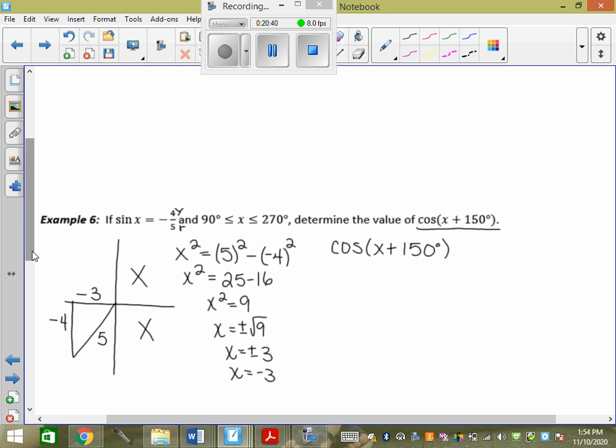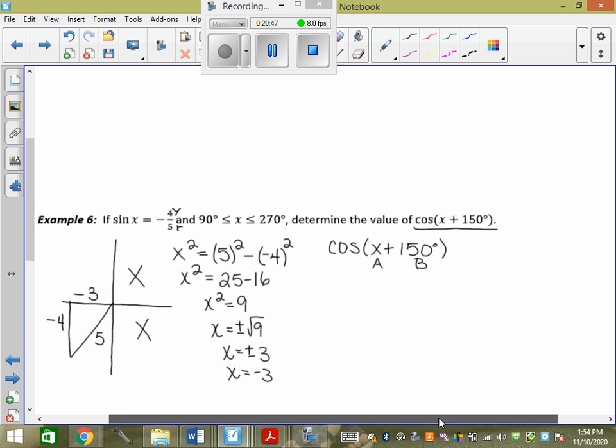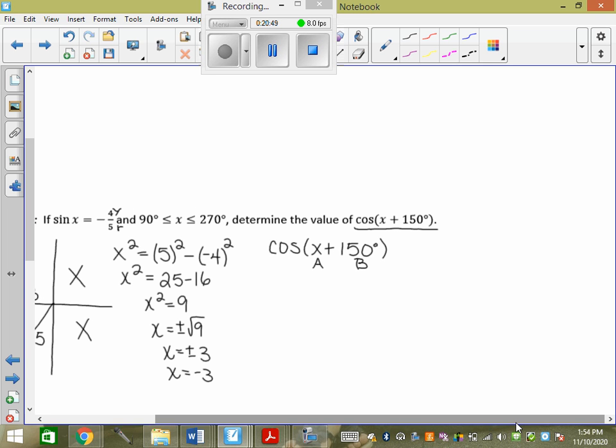Go to my formula sheet. This is cos(A + B). You fill into the cos(A + B) formula off the formula sheet. So it's going to be cos A, which is x in this case, times cos B, which is 150, minus sin x sin 150.